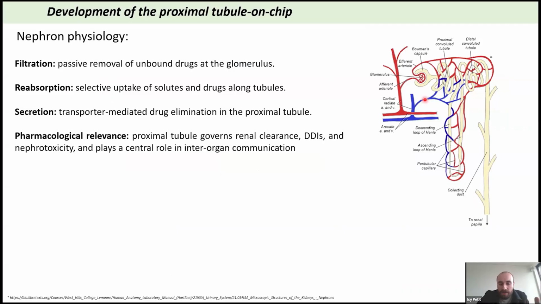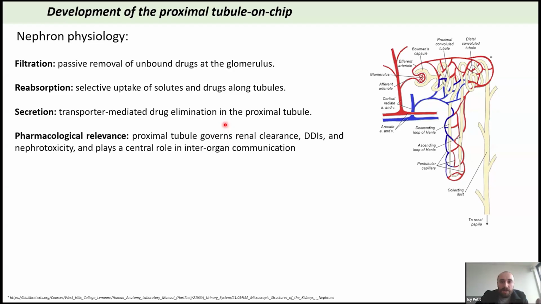And to do so, we look at the nephron physiology and all the functions that the nephrons do: the filtration, the reabsorption, and the most important aspect that we would like to replicate, which is the secretion aspect, the transporter-mediated drug elimination. This is mainly due to the proximal tubule. And this place is really important because it governs renal clearance, drug interaction, but also drug-induced nephrotoxicity. So it plays a really central role in urinary excretion.